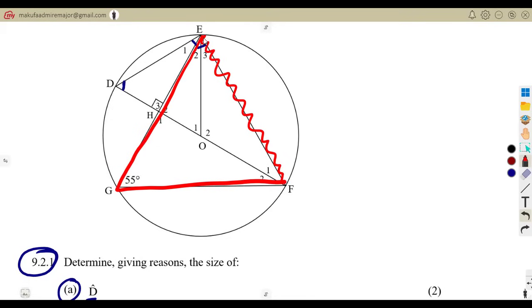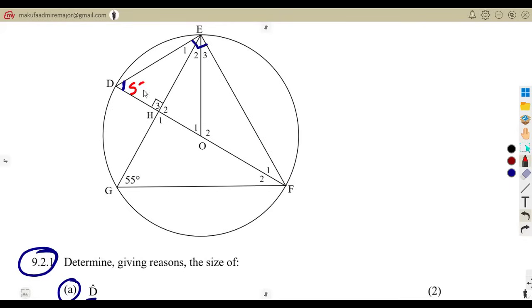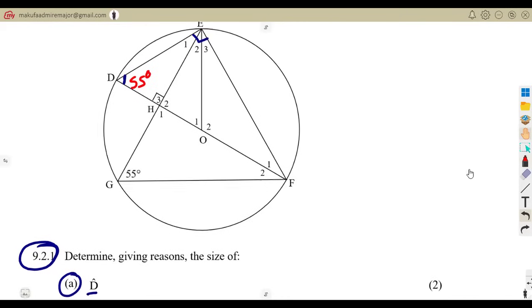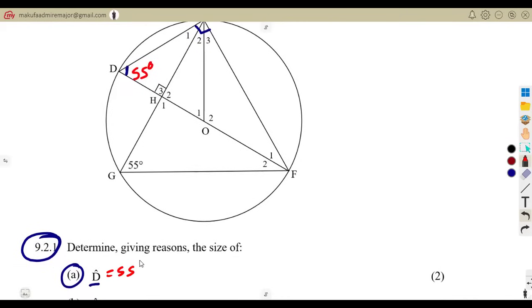This chord EF is creating the angle at G. The same chord EF creates the angle at what? At D. They are created by the same chord. So these are angles subtended by the same chord, or angles in the same segment. So they are equal. Remember that they are equal. So in this case, our angle D is going to be 55 degrees. Angles in the same segment. So I'm just going to write in short, angles in the same segment, or angles subtended by the same chord or the same arc.